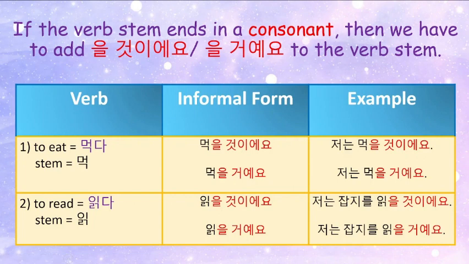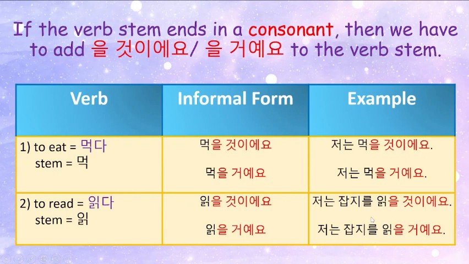Suppose I have to say I will eat. Now there are two ways. 저는 먹을 것이에요 or 저는 먹을 거예요. Both of them are correct. Next is the verb 읽다, which means to read. Here the stem is 읽. Because it ends in a consonant, which ending will attach? 을 것이에요 and 을 거예요. 읽을 것이에요, 읽을 거예요.